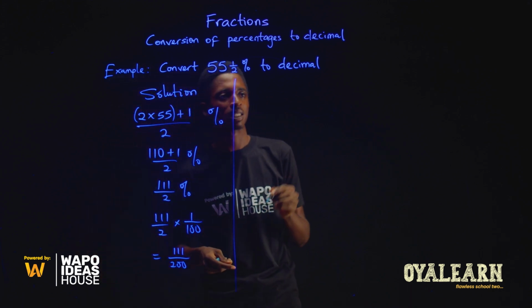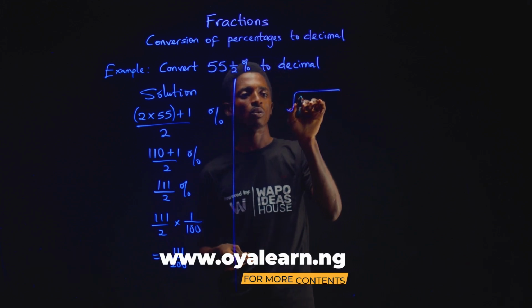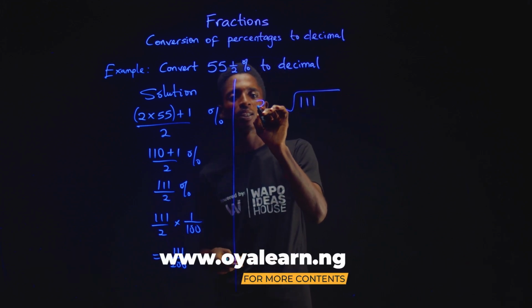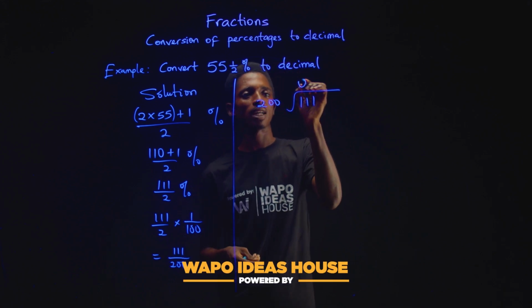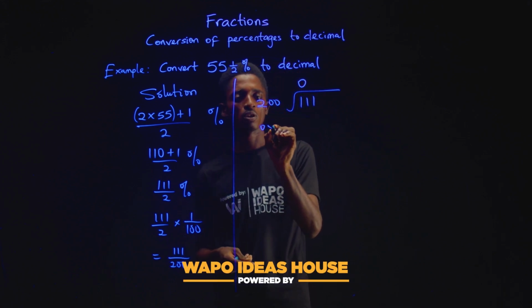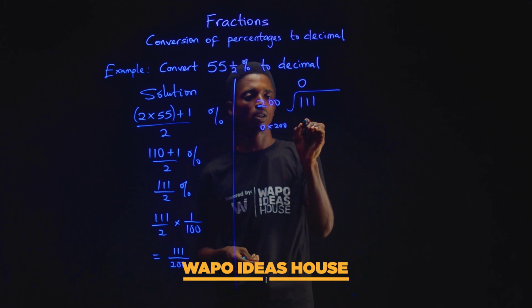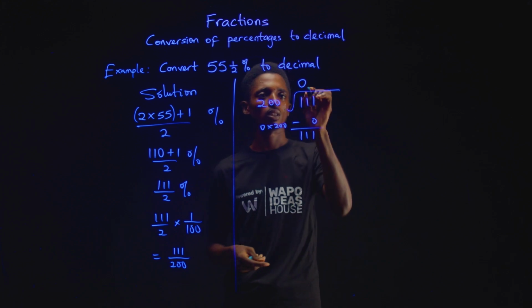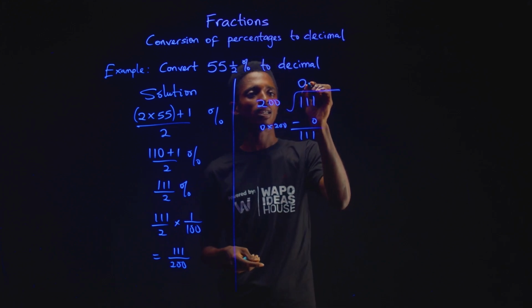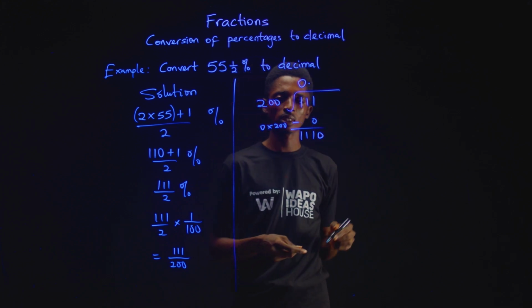Let's bring it to decimal. So we are dividing 111 by 200. And 200 into 111, that's 0. 0 times 200 will give us 0. Subtract, we have 111. Now the decimal point here adds a 0 to this point.